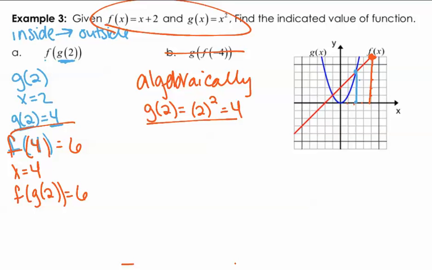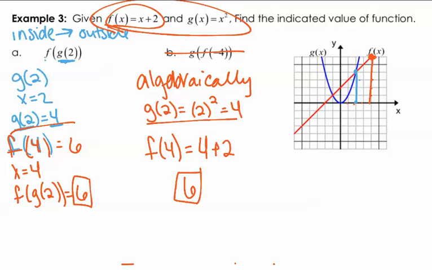So now that I have g of 2 equals 4 algebraically, now I'm going to take that 4 and plug it into my f function. So f of 4. Well, I'm going to pretend like I don't have this graph here, and I'm going to use my f function. f of x equals x plus 2. So f of 4 would then equal 4 plus 2. And then voila, I'm going to get 6 again. So you can see that we've got those two matching answers, just two different ways to approach the problem.